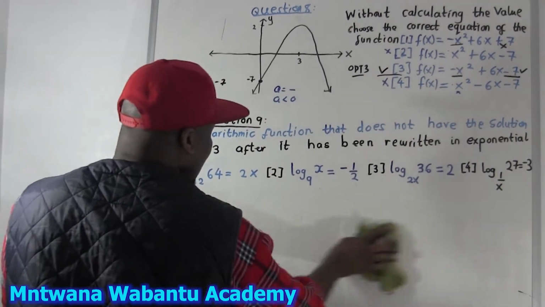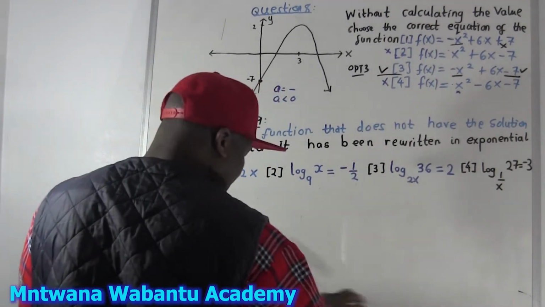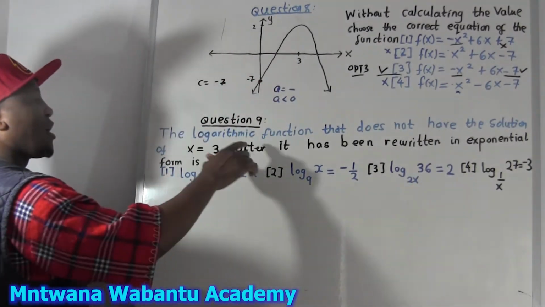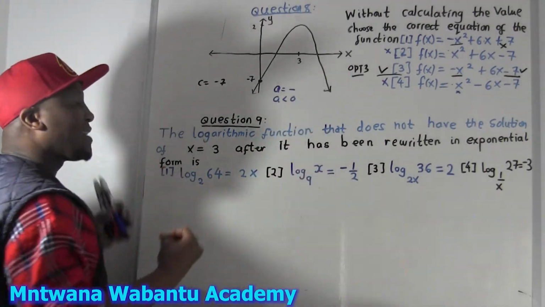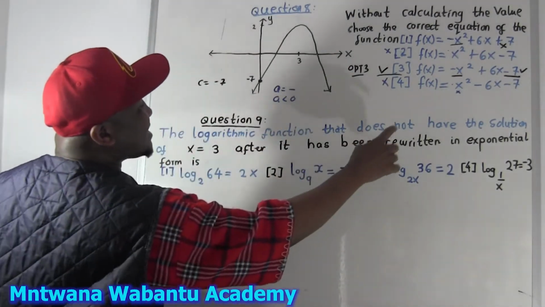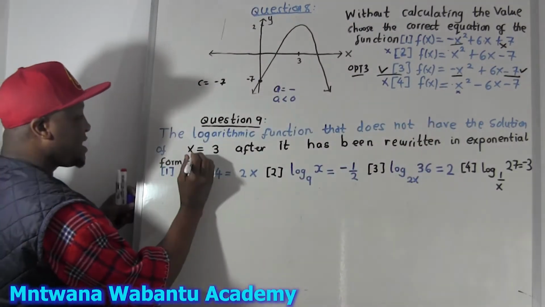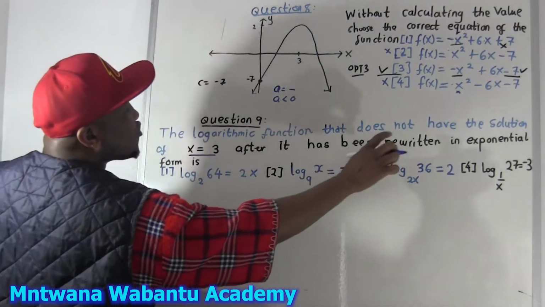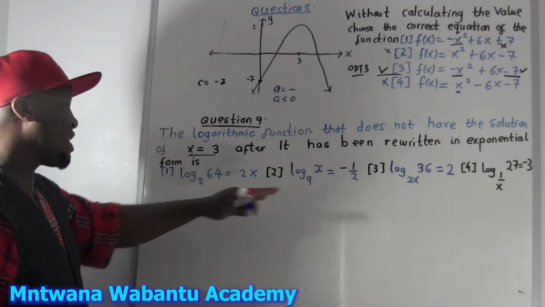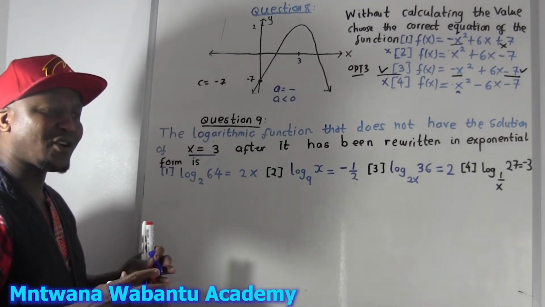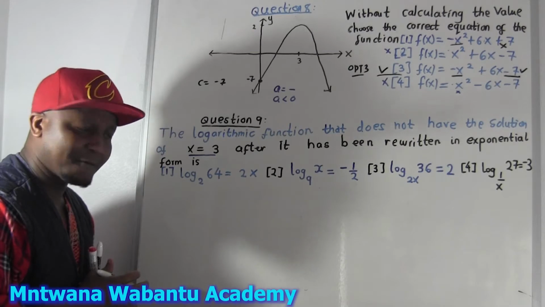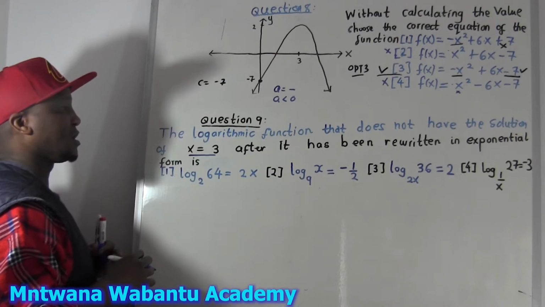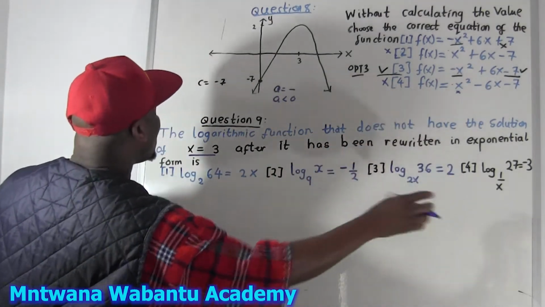Exponential rule. So now let's look at the first one. Does the first one qualify to be the exponential rule? Oh yes. Why? They say the logarithmic function, because this function has a log, that's why I call it a logarithmic function, that does not have a solution of x equal to 3. Which one, after it has been rewritten in exponential, means you're going to have to take all of this and rewrite it, and after writing it you have to say, okay, is it exponential or not. So now we have to look at which one is going to give x equal to 3. Which one does not have the solution of x equal to 3?